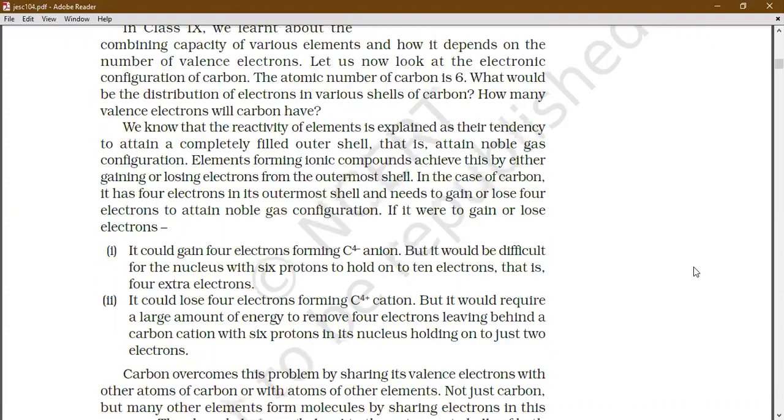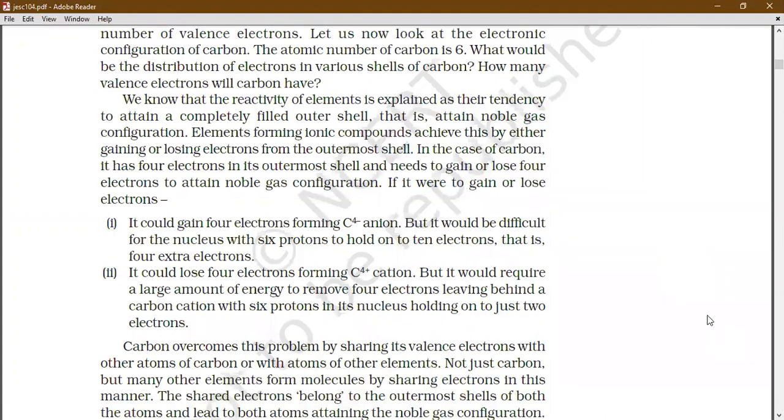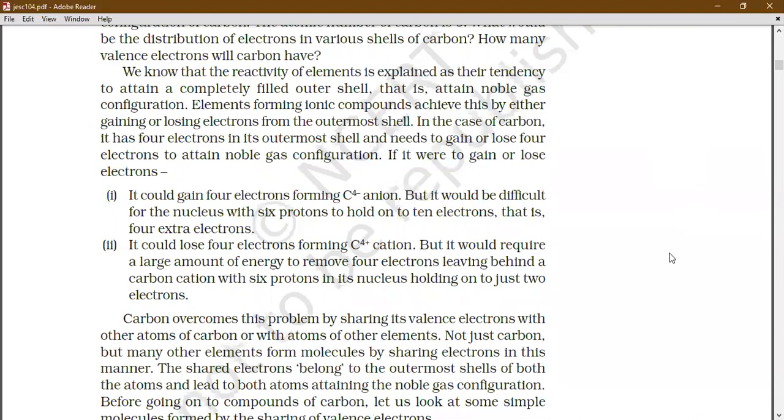Elements forming ionic compounds achieve this by either gaining or losing electrons from the outermost shell. In the case of carbon, it has 4 electrons in its outermost shell and needs to gain or lose 4 electrons to attain noble gas configuration. It could gain 4 electrons forming C4− anion, but it would be difficult for the nucleus with 6 protons to hold on to 10 electrons, that is, 4 extra electrons.